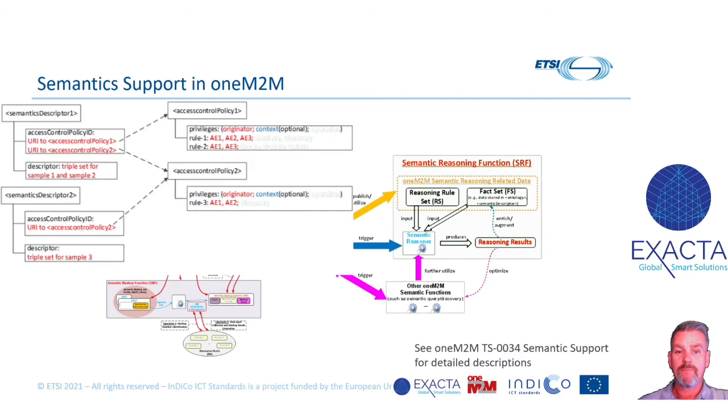In oneM2M, the semantic annotations can then be used for discovery and queries based on the access control policy rules. If an entity that makes a request does not have the necessary privileges for the semantic descriptor resource, then the information will not be available for that request. This is applying the same access control concepts to semantic resources that we do for all other resources in oneM2M.